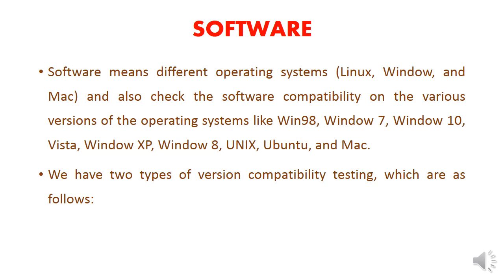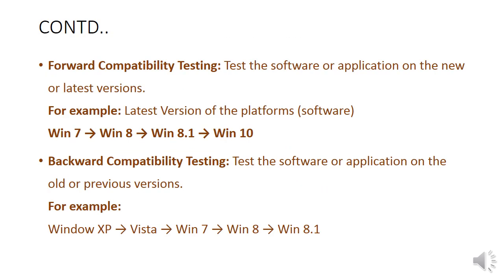We have two types of version compatibility testing, which are as follows: forward compatibility testing and backward compatibility testing. So, as the name implies, forward compatibility testing tests the software or application on the new or latest versions. For example, the latest versions of the software are Windows 7, Windows 8, Windows 8.1, and so many versions will reach up to Windows 10. Backward compatibility testing tests the software application on old or previous versions, checking whether it's working for Windows XP, Windows Vista, Windows 7, Windows 8 and Windows 8.1. Likewise, we'll be checking with the previous versions.